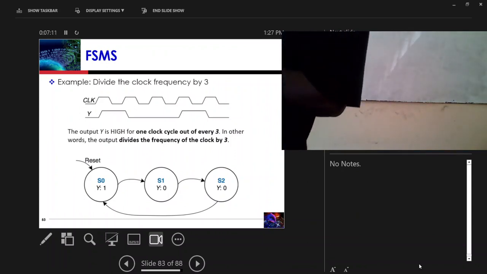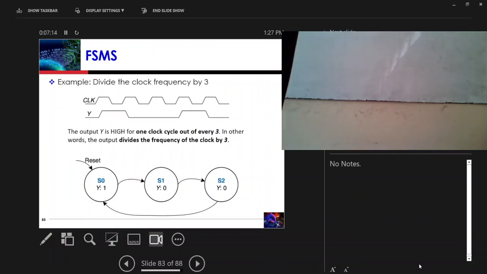You will be given a statement like this: the output Y is high for one clock cycle out of every three. Just look at the clock and look at the output. You see that the output is high for one clock cycle out of every 3 clock cycles. Just look on the board. I'll give you the statement, and then you first draw the clock and then your Y.